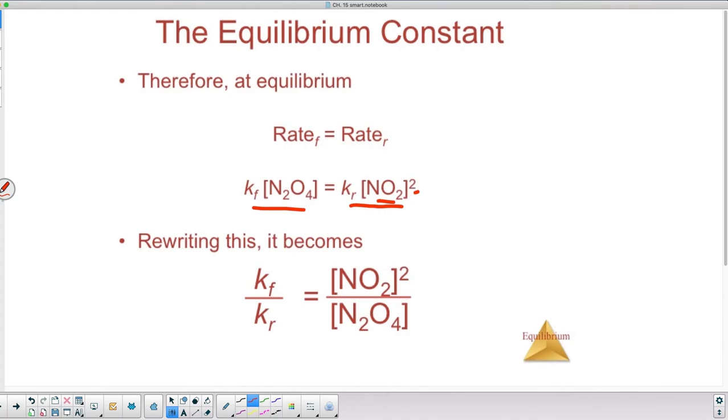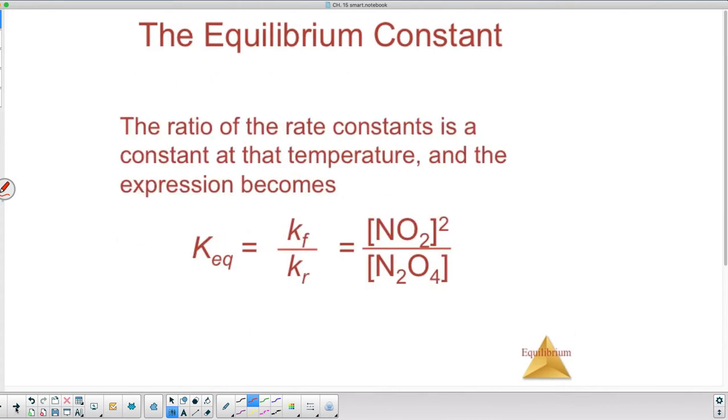So if I rewrite this, I get the forward constant over the reverse constant, and when I solve algebraically, notice I got a product here. In the first one it was a product, right? And that's to the 2 because of my equation, where there's a 2 there to balance it, so that's where that 2 comes from. And then I have, of course, the original reactant. So this is going to be our basis.